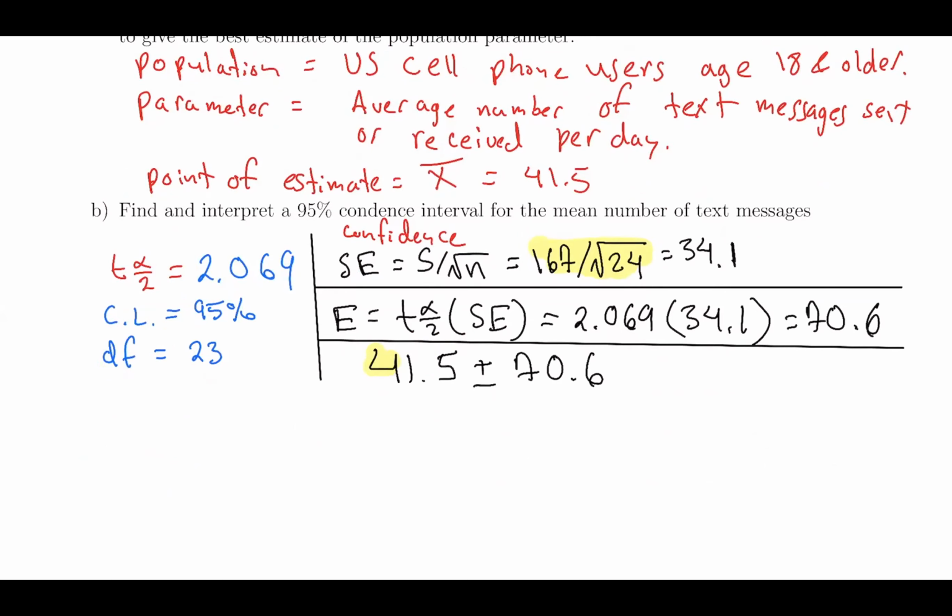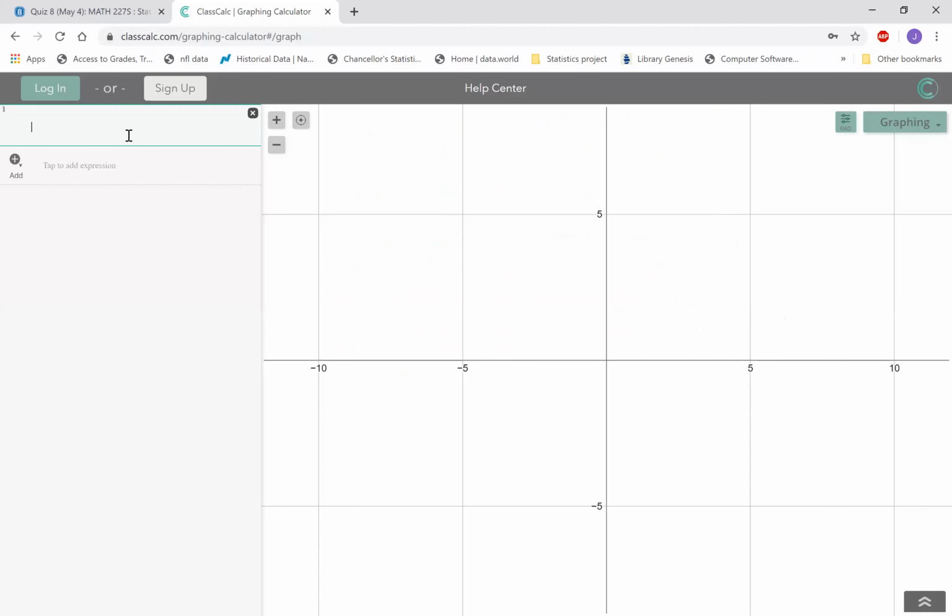All right, so just remember, this is telling me that you're going to do the operation twice. So that means you have to subtract them and then add them. So we have 41.5 minus 70.6. All right, so we get negative 29.1. Then we do exactly the same thing, but we change it to addition. And you get 112.1. So our confidence interval is what I have in my notes.